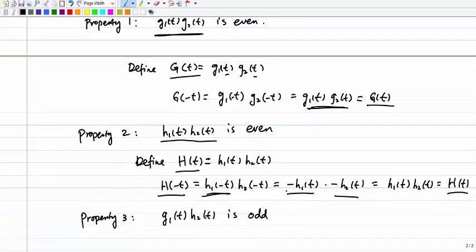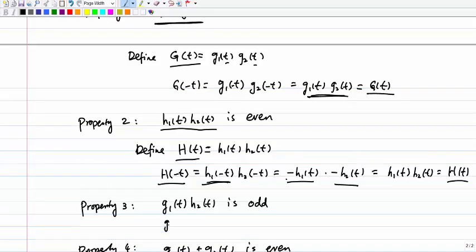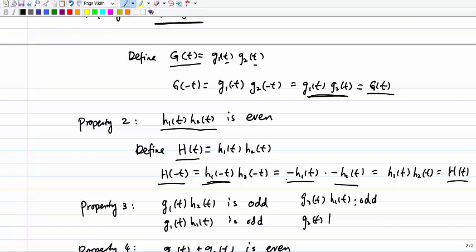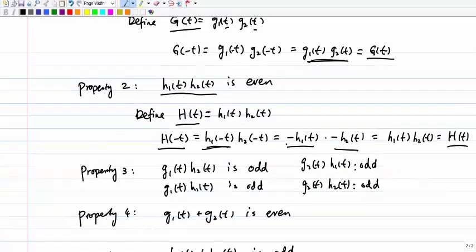Okay. The third property says g1(t) times h2(t) is an odd function. You can also say g1(t) h1(t) is an odd function, right? Or I can also say g2(t) h1(t) is odd, and g2(t) h2(t) is an odd function. Basically what it means is that the product of an even function and an odd function is odd. Okay. The fourth property says g1(t) plus g2(t) is even. So the sum of two even functions is still even.